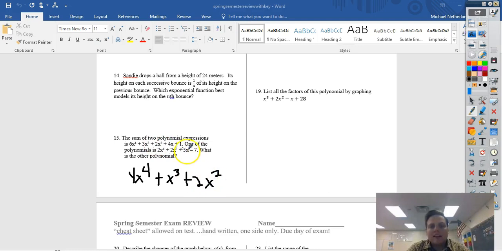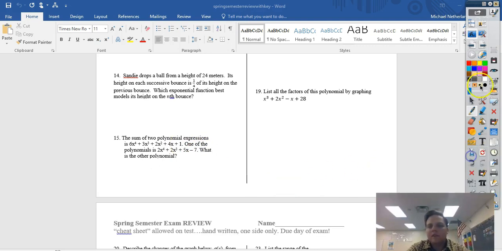You have 5x's, but you only need 4x's. So then what does this polynomial need to have? A negative x. This is a negative 7, but you need a positive 1. So you need to have another positive 8. And there you go. That's the other polynomial you need.